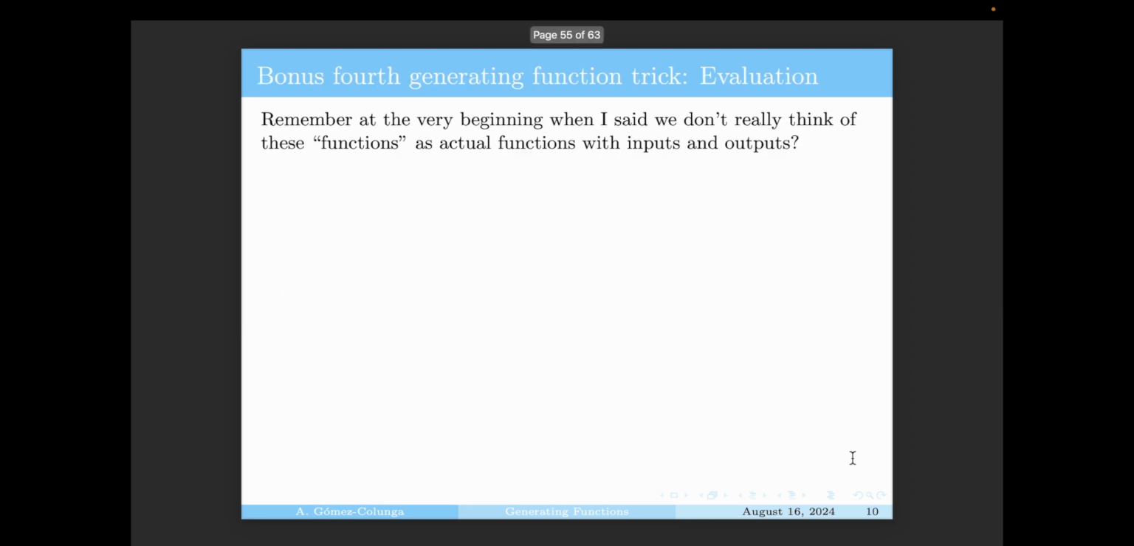But as a bonus for my YouTube audience only, here's another slide with the 4th and final generating function trick. These 4 are legitimately basically the only things that you can do with generating functions, but together they make for a really powerful theory.